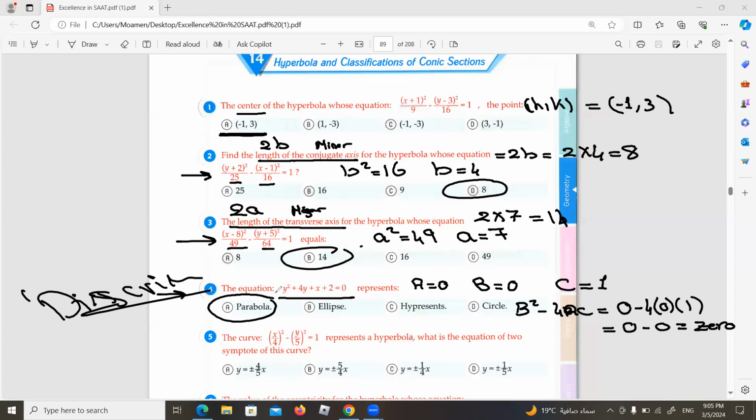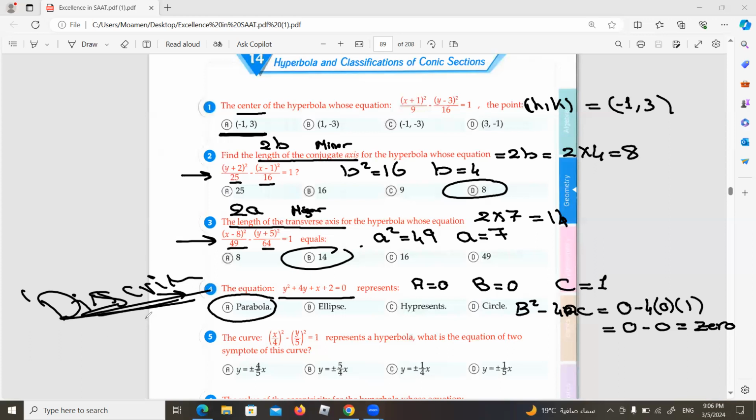As you remember, recall the equation of the parabola. So y squared is a horizontal parabola. If you have only x squared, it's a parabola, a vertical parabola. In the case of having x squared only or y squared only in the equation, it's faster to write parabola directly. Otherwise, we can use the discriminant.